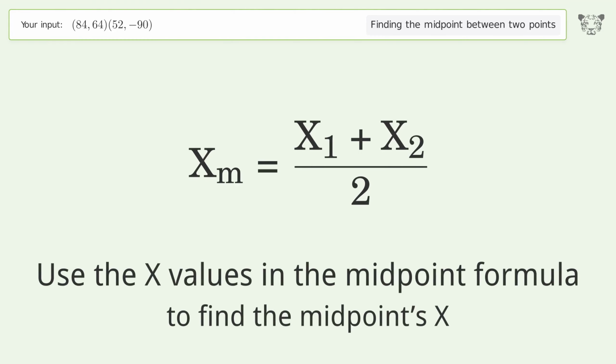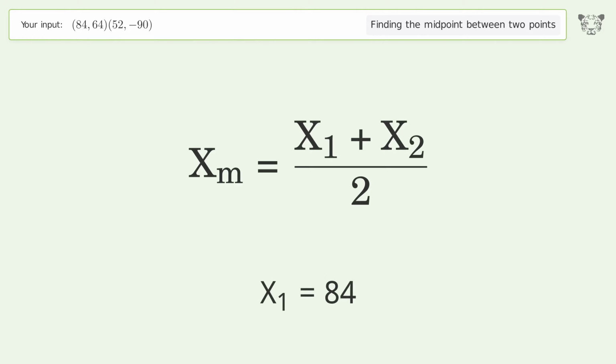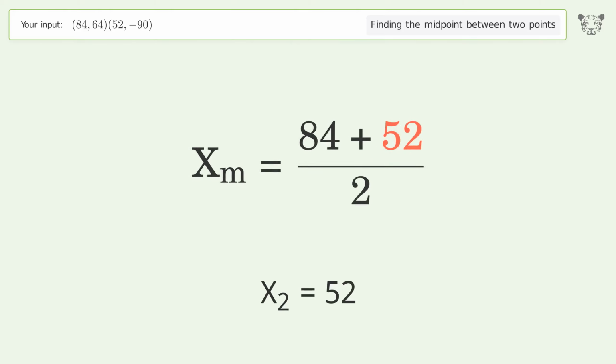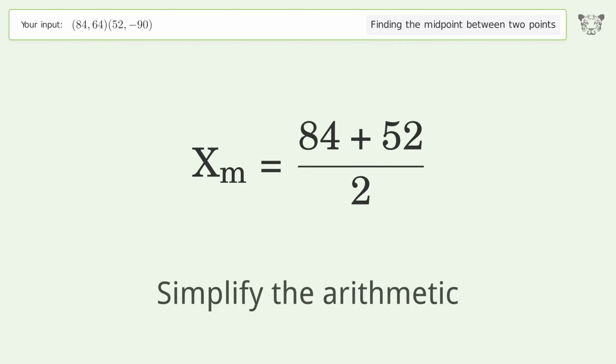Use the x values in the midpoint formula to find the midpoint's x. x1 equals 84. x2 equals 52. Simplify the arithmetic.